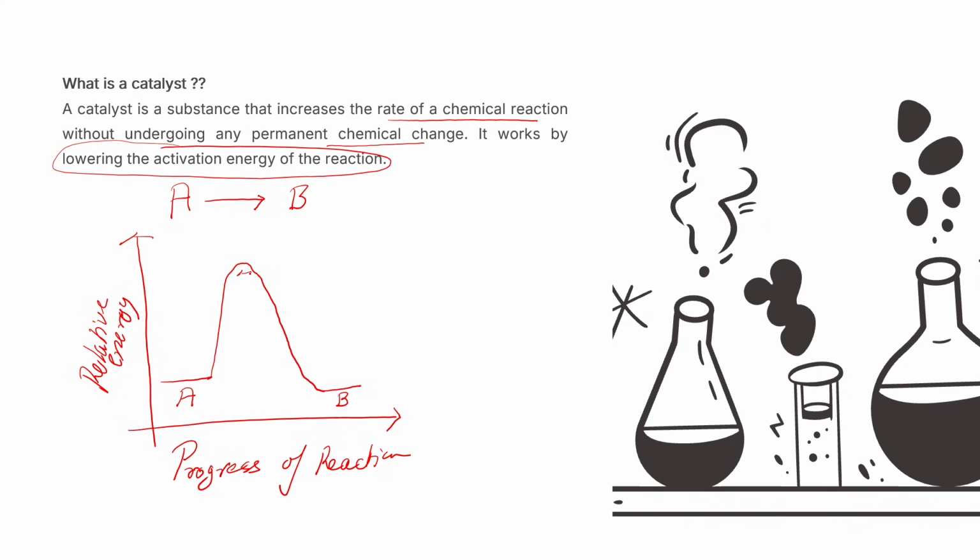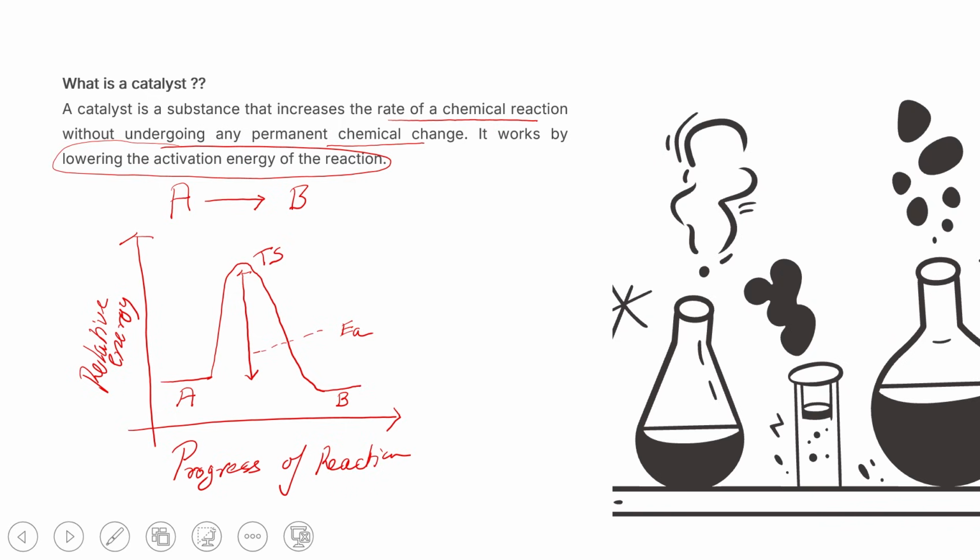The energy required to cross this barrier is referred to as activation energy. Let me abbreviate it with the symbol EA. So as you can see, in the absence of any external catalyst, in order to convert reactant A to product B, you need to supply an energy equal to EA, that is nothing but the activation energy associated with that particular transition state.